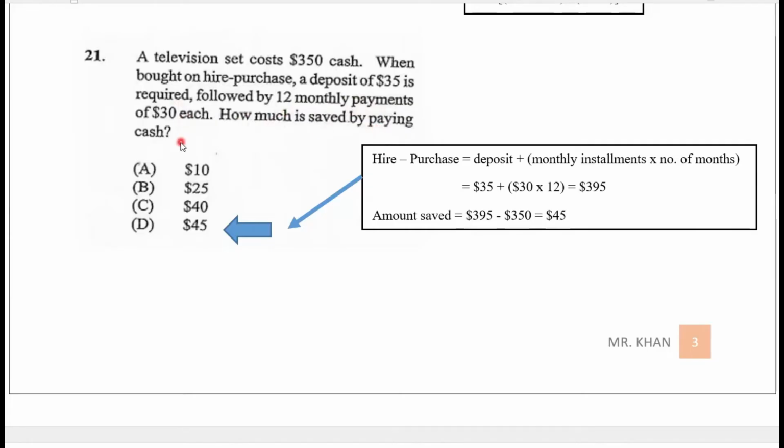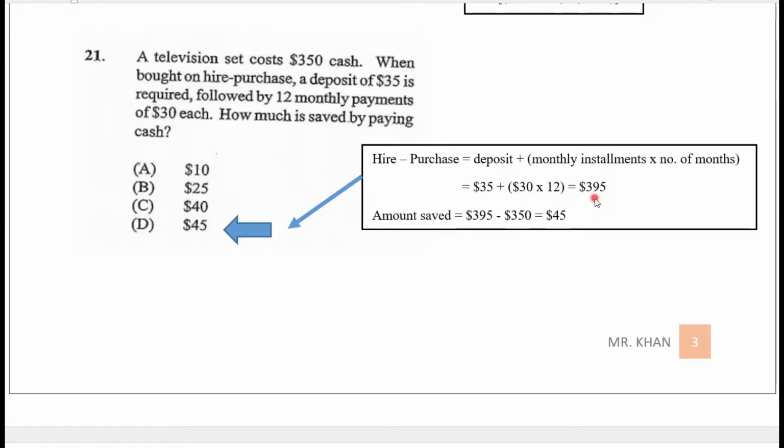First thing we need to do is calculate the total hire purchase price. The formula you can see here is deposit plus your monthly installments by number of months. Your monthly installment we know is 30, so it's 30 by 12, and your deposit was given as 35. So 30 by 12 is 360, and 360 add 35 is $395. That's your hire purchase price, your HP for short.